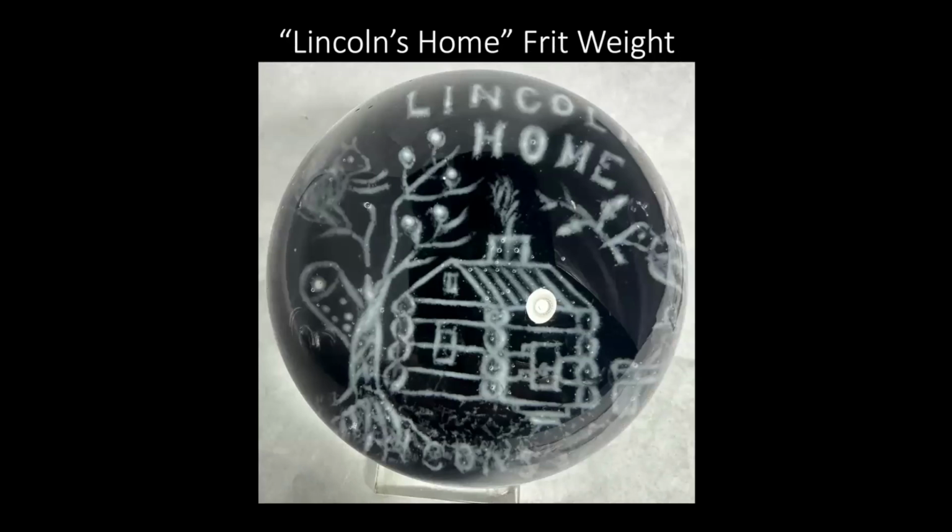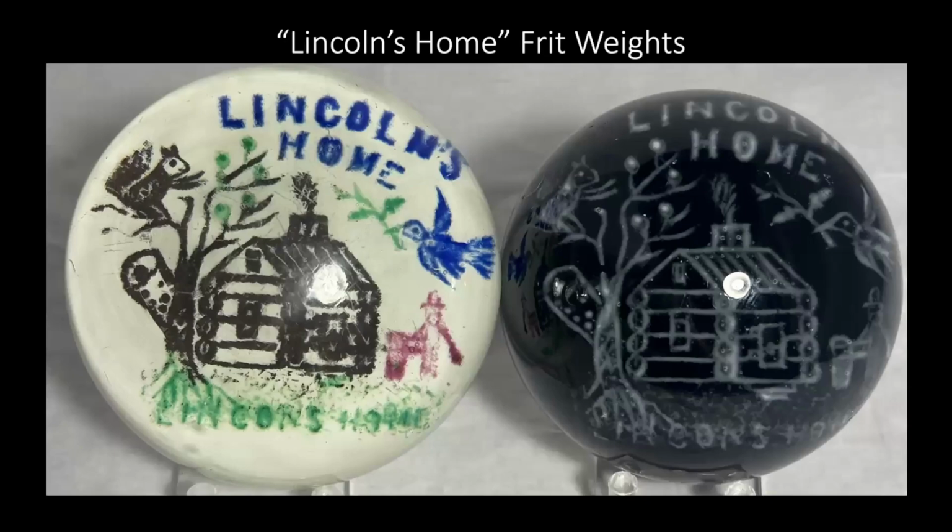Here's a different color scheme. This is a white frit on a dark blue background. Here are the two examples side by side. So same frit, different realization. On the left, there's a squirrel, and underneath it, I'm not quite sure what that is. Looks kind of like a cannon. Don't know if it's a log or what it's supposed to represent.